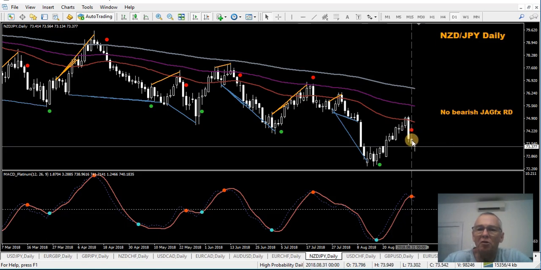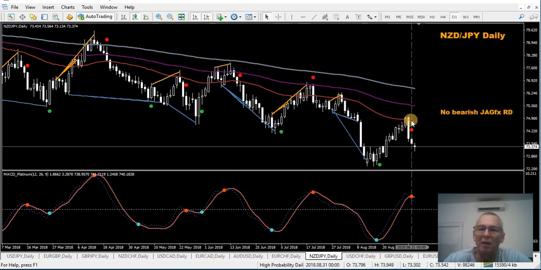New Zealand Yen, didn't take the trade here either. It's set up for a sell. Not sure why I didn't take that one. Probably, oh, there we go. Right, it's written right in front of me. No bearish JAGfx RD. We've only still got bullish, it was the last one, the blue ones here. Ideally, if I'd seen some orange ones here, I would have taken this sell trade.